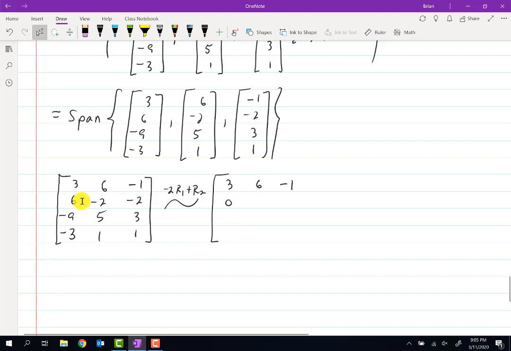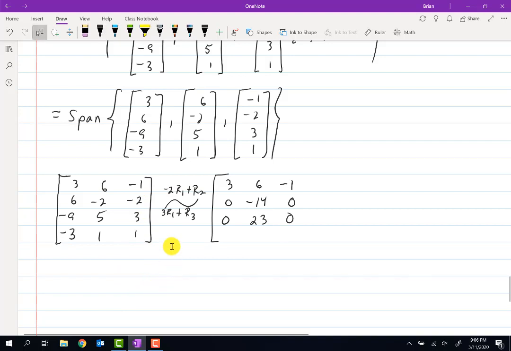Let's see. So I have negative 14 here. And then I'll have 2. I'll wipe out, there'll be a 0 there. Good, that's nice. Then I wanted to use this 3 to wipe out this negative 9. So I'll do 3r1 plus r3. So it will give me a 0 there. Then I'll have 18 plus 5. That'll give me a 23 in this spot. And then, oh, look at this. I can wipe out another item there. Good.